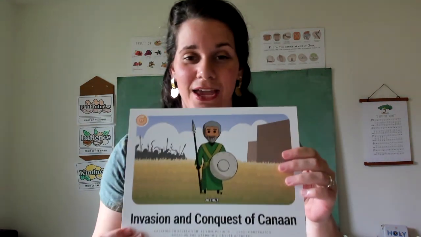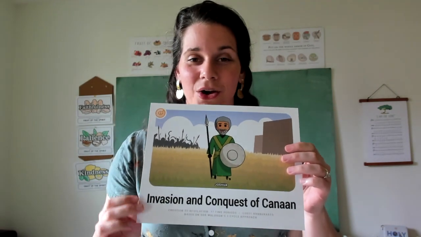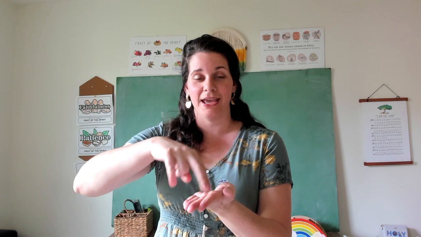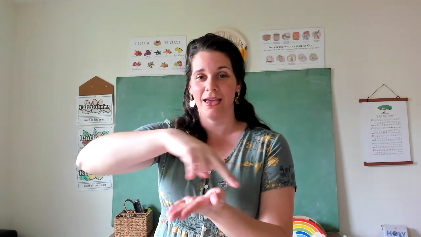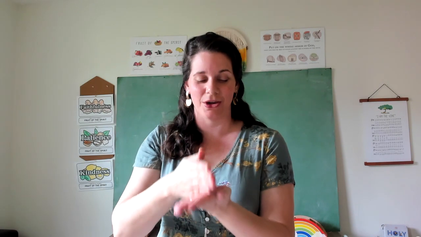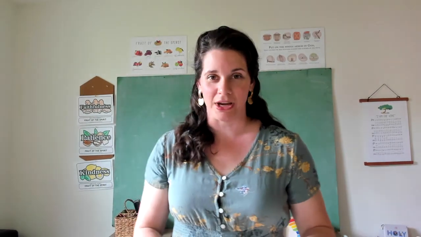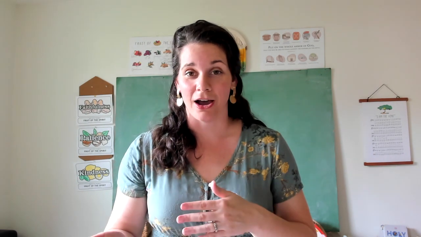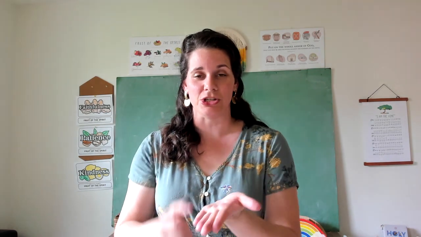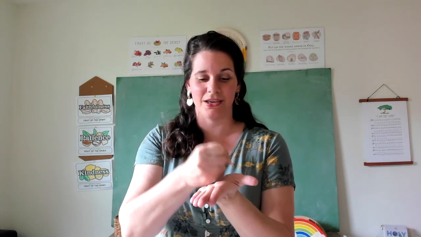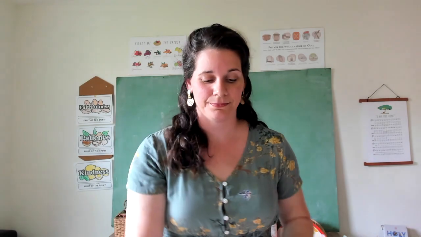Then we have invasion and conquest of Canaan. When the Israelites were ready to go into Canaan and God was fulfilling His promise to them. So before they were wandering, now they are invading and conquest of Canaan, conquering and moving through Canaan. Then we have judges. 15 judges that God appointed to guide them back to God when they fell into sin and follow Him and help fight their battles. So with judges, this is judges bringing down the law and defending them.